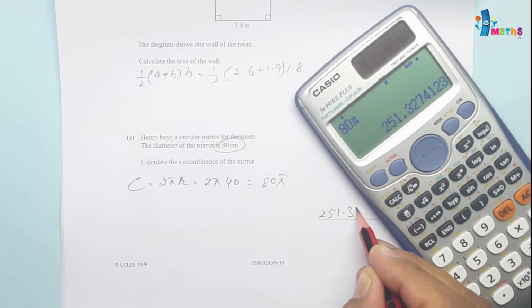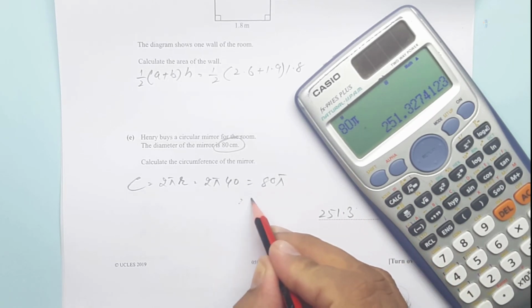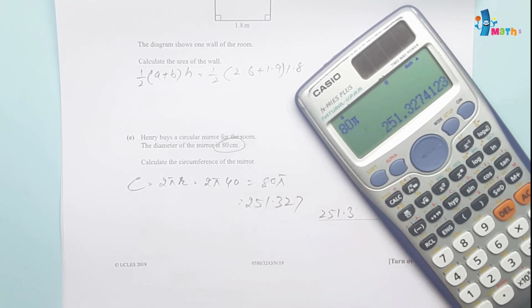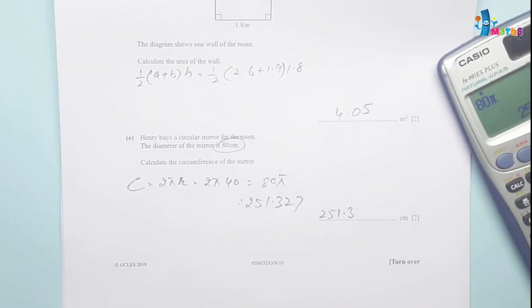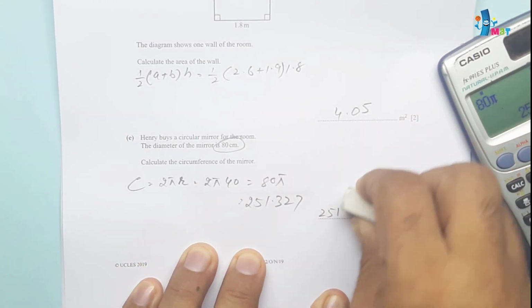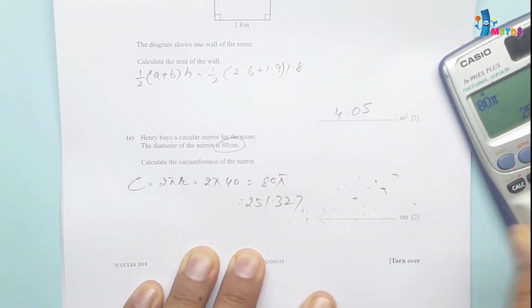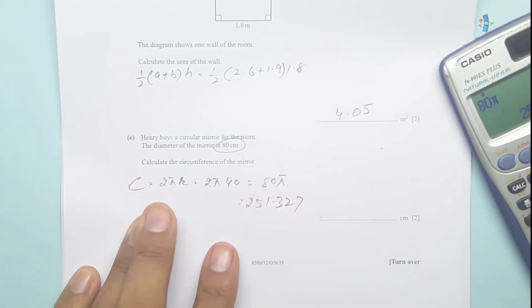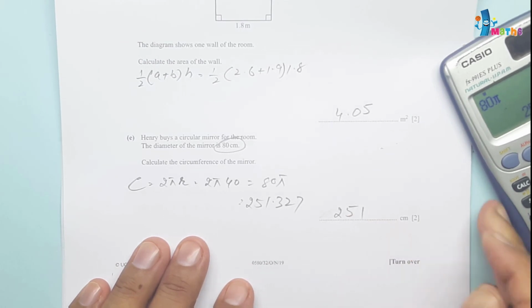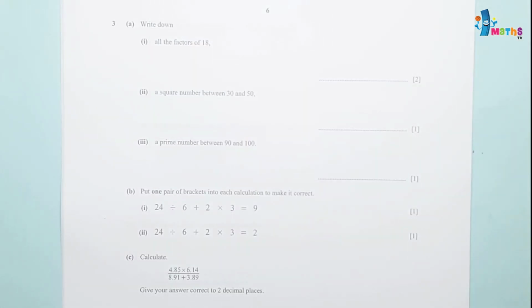251.3. Basically the answer we can write here is 251.327, and we can just give three significant figures over here, 251. So we can write 251 as the answer.